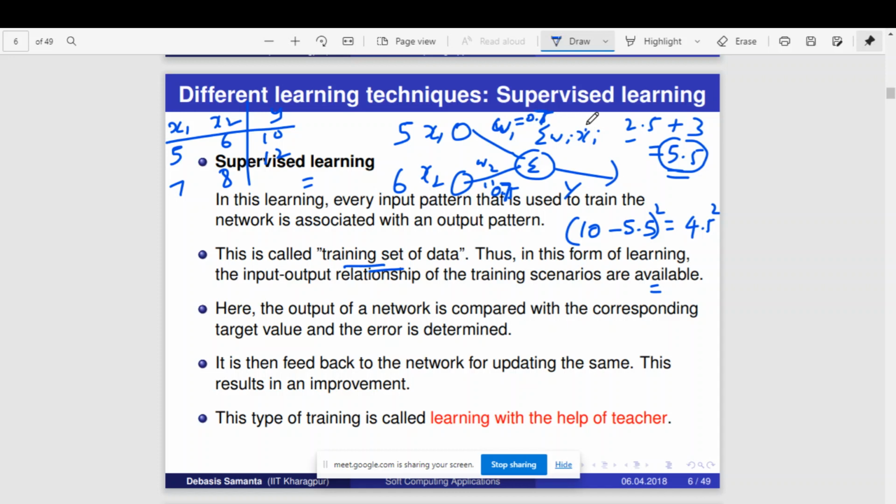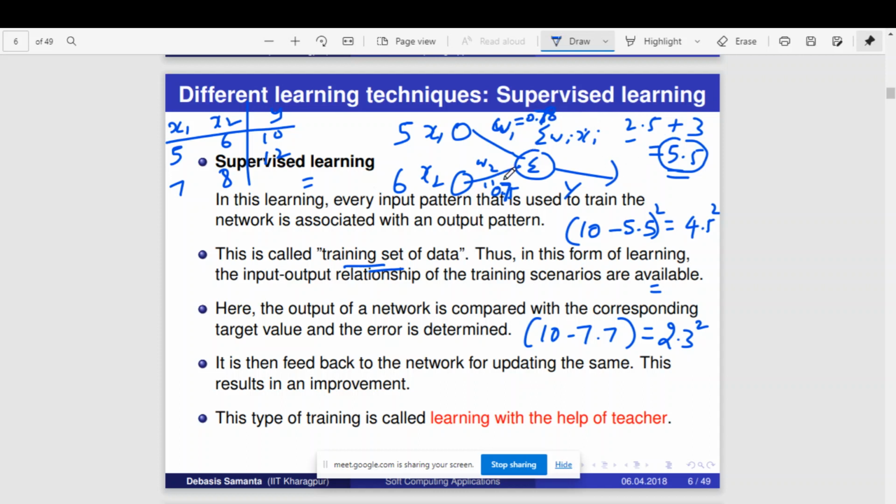Okay. So the output is 7.7, right? So now there is 10 minus 7.7, which is 2.3 squared. Now is it still a positive error or a negative error? So what should happen to W1 and W2? Increased. Okay. So say that we are making both as 0.8.